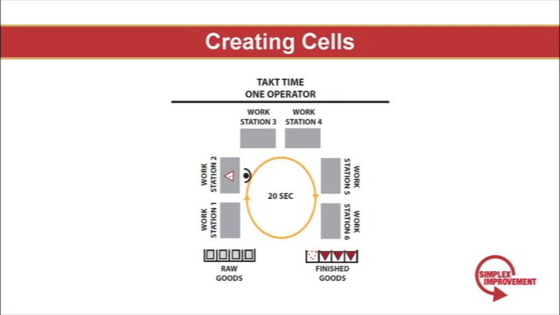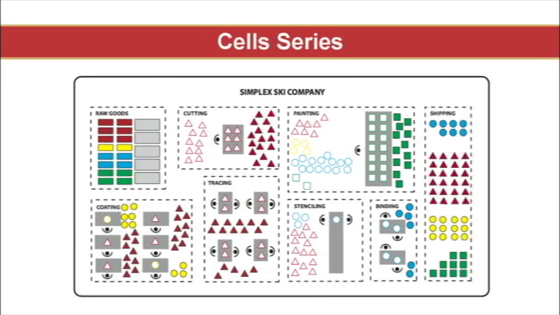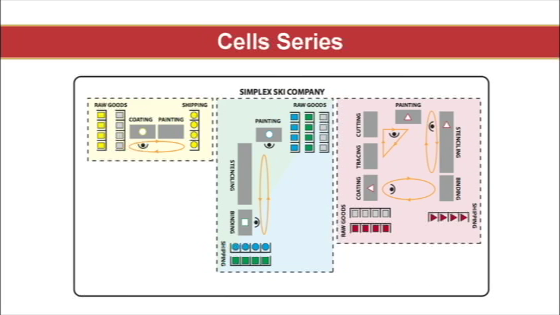Finally, cells minimize non-value added time because they're designed to make products flow to completion, generally one at a time. In the process village model, inventory builds up between functions, adding non-value added time. In cells, products flow from start to finish without stopping, so non-value added time is minimized.